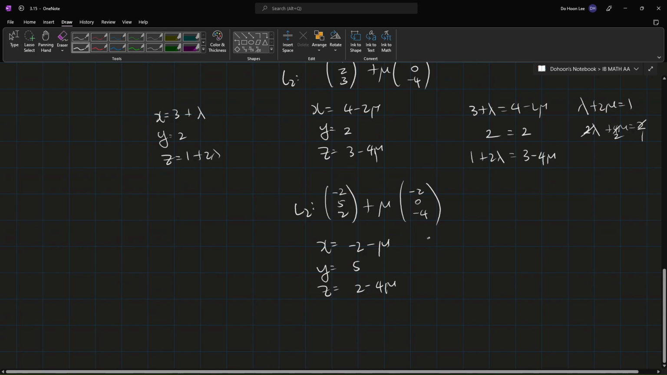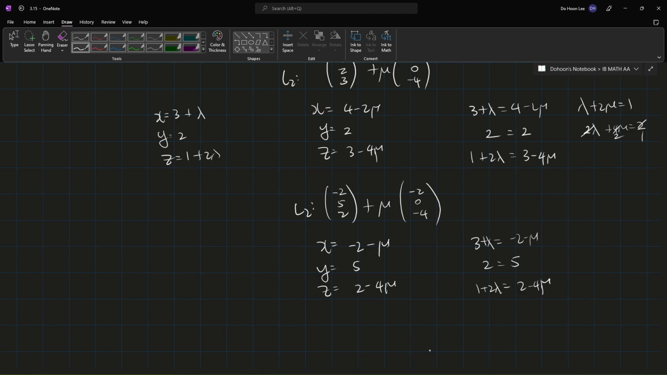Again, we'll use the same approach. Then it becomes 3 plus lambda equals -2 minus mu, 2 equals 5, 1 plus 2 lambda equals 2 minus 4 mu. So right off the bat, if you look at the second equation, you can see that this equation is not true. AKA, there are no values of lambda or mu that satisfy the equations, which means that there are no solutions.